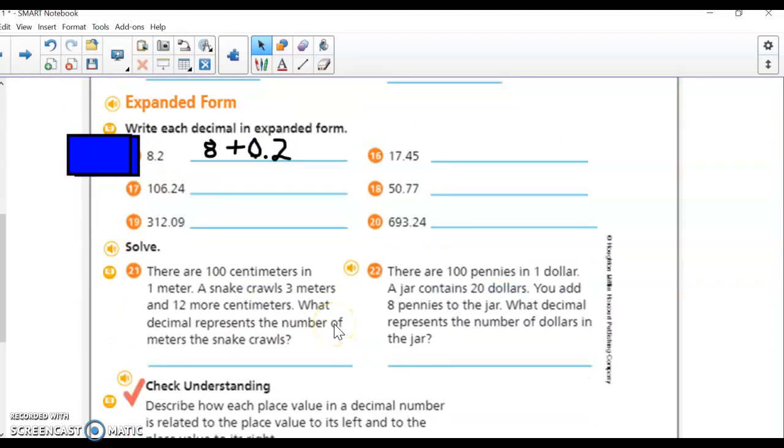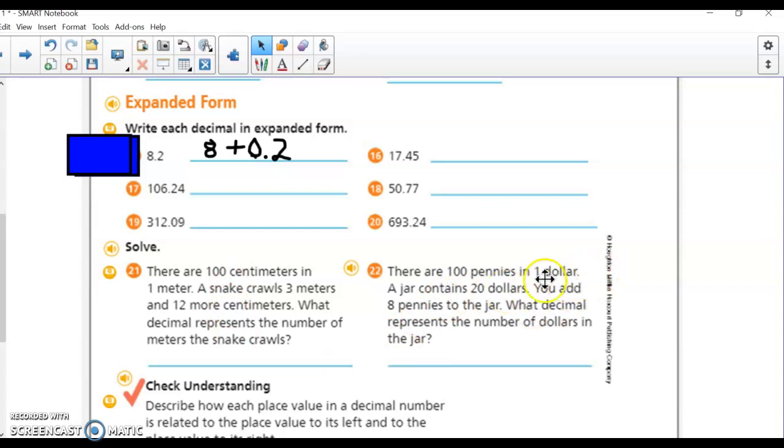Here you go. And then the last thing you're going to be doing is the word problems today. So there are 100 centimeters in 1 meter. A snake crawls 3 meters and 12 more centimeters. What decimal represents the number of meters the snake crawls? So it's going to be 3 meters and something. Think about what this decimal is going to look like. 12 out of 100. And the same thing with the pennies, out of 100 again. So that's telling you you're going to go to the hundredths place.